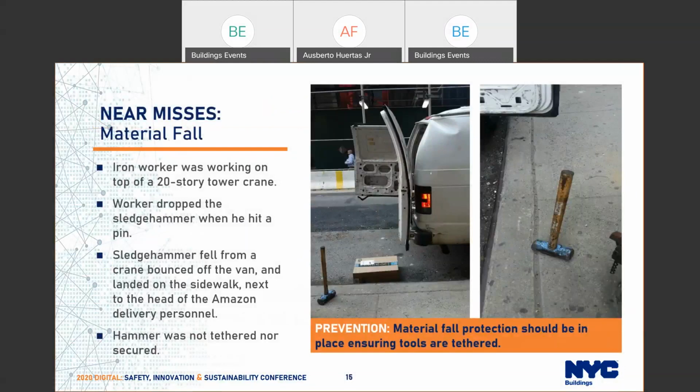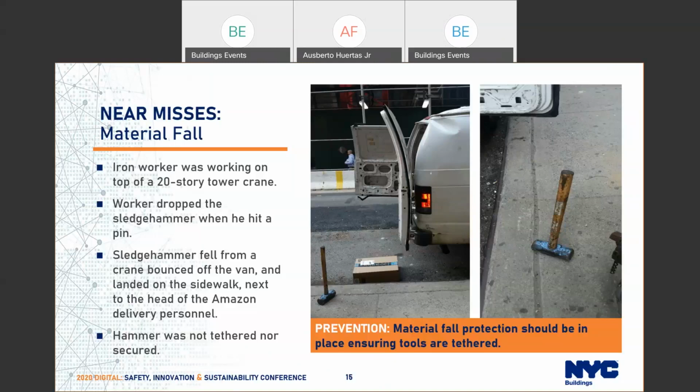A material fall near miss took place in Manhattan in May of 2018. A worker was about 20 stories up on a crane tower. He was hitting a pin and the worker dropped his hammer. His hammer fell, hit the roof of a delivery truck, bounced off the roof and landed on the sidewalk inches away from the delivery person. Fortunately, no one was injured. However, a few inches in the opposite direction and it could have easily been a fatality.